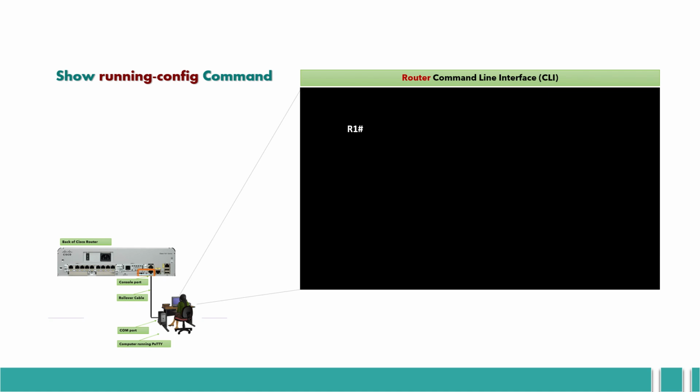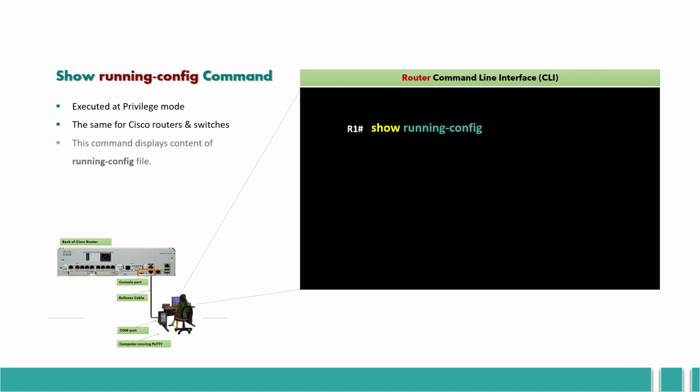There are a variety of show commands, such as show space running-config. This command must be executed at privilege mode of your router or a switch. It's the same for both devices. For example, if you type show space running-config and press enter, the content of that file will be displayed to you.